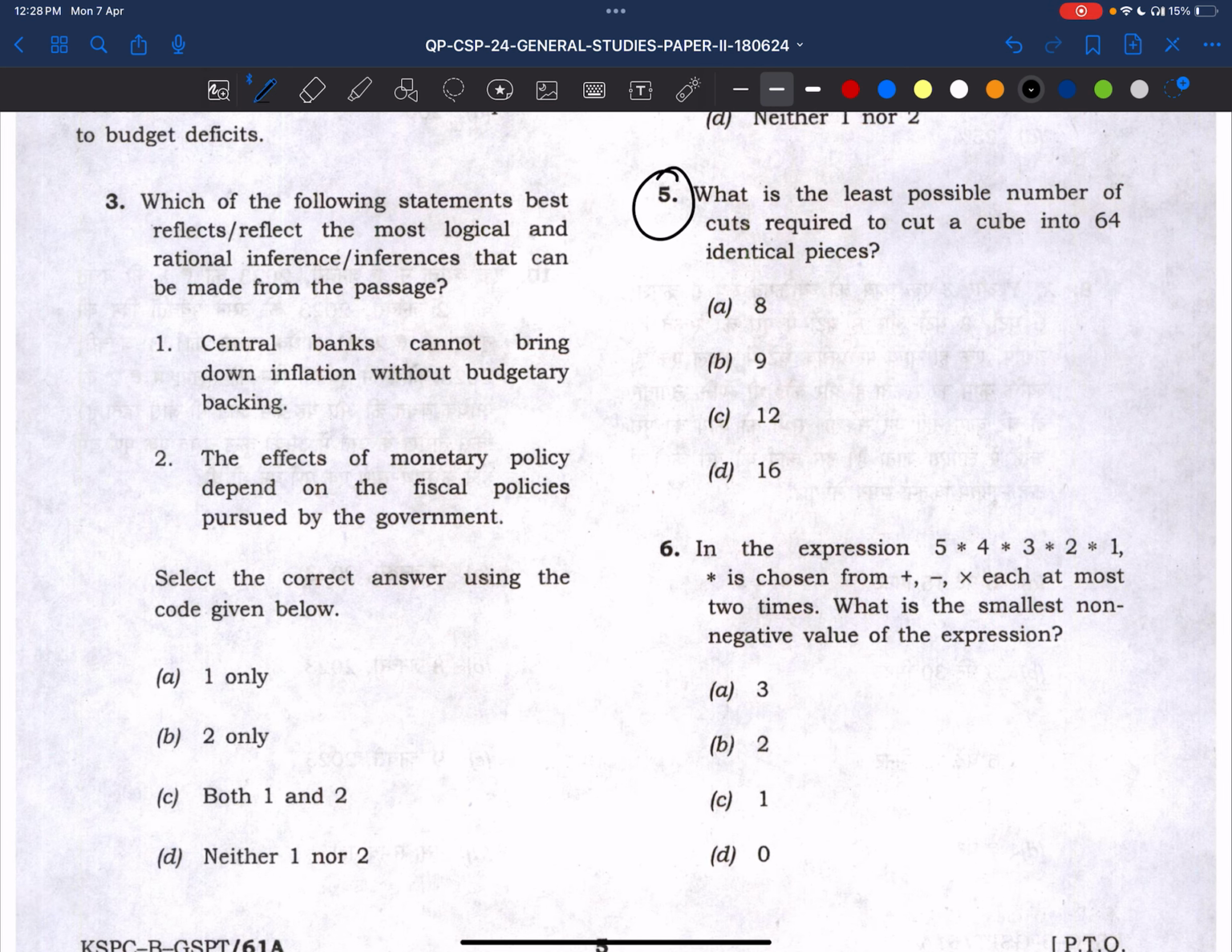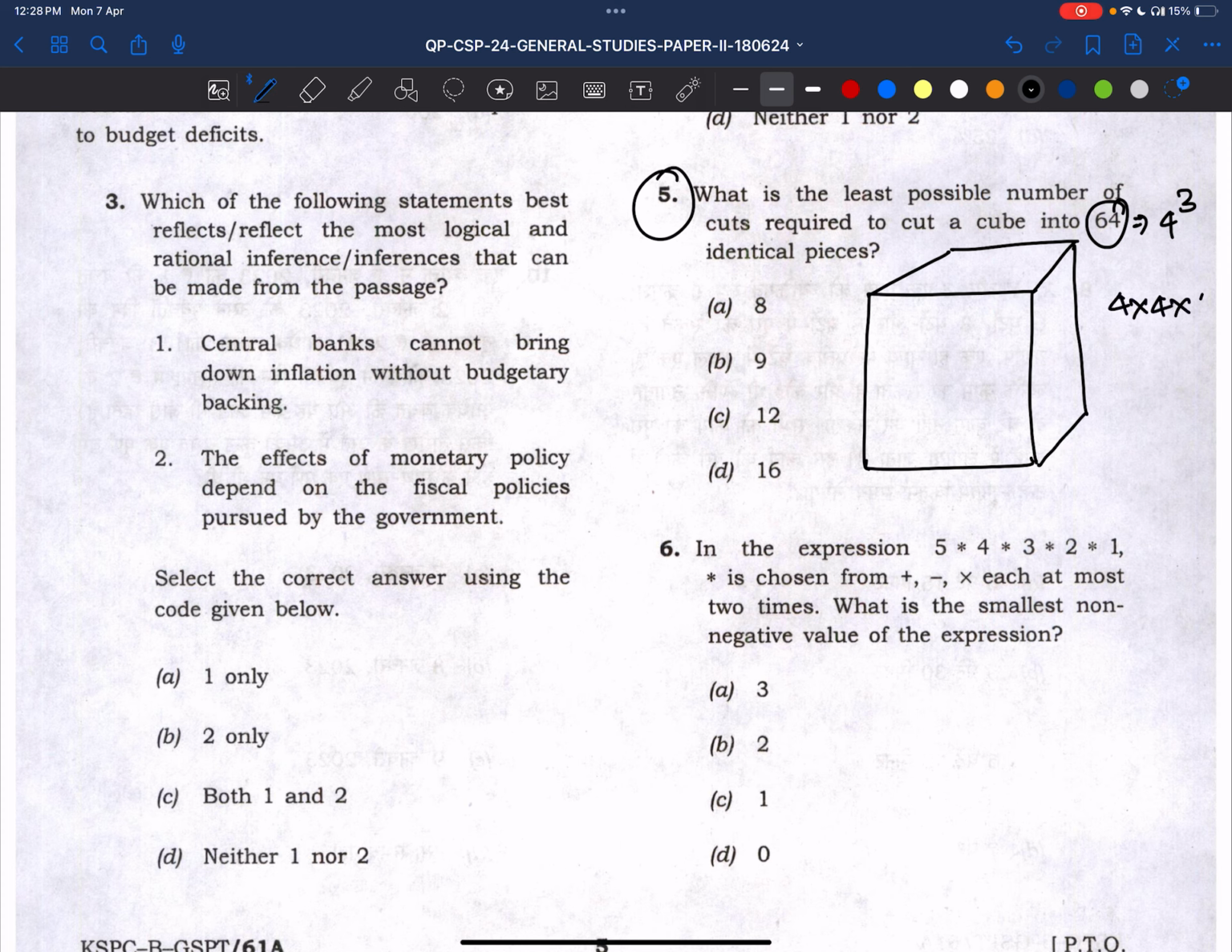What is the least possible number of cuts required to cut a cube into 64 identical pieces? Okay. What is 64? 4 cube, right? Let's take a larger cube and we need to cut this cube such that we get 4 into 4 into 4 cubes. That means 64 identical pieces. Right? That means we need to get 4 blocks, right?